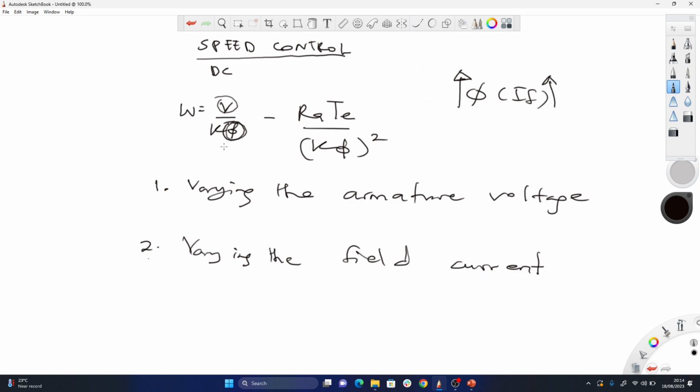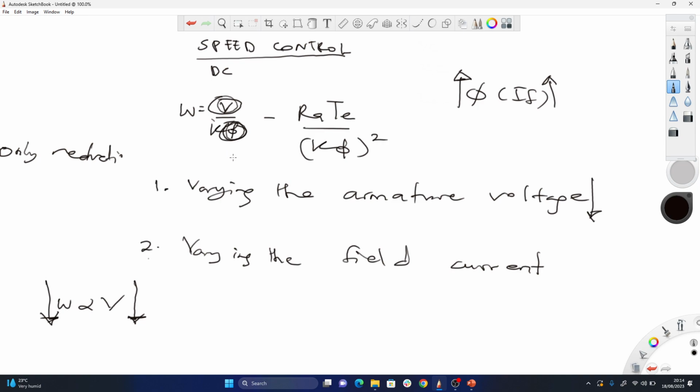Now, for any machine, it is not advisable to operate it above its rated values. So I can't increase V, and I can't increase phi. Keep in mind that only reduction is possible. So I can only reduce the armature voltage. Omega is proportional to V, so when I reduce the armature voltage, I reduce the speed. A means of reducing the speed in DC drives is by reducing the armature voltage.